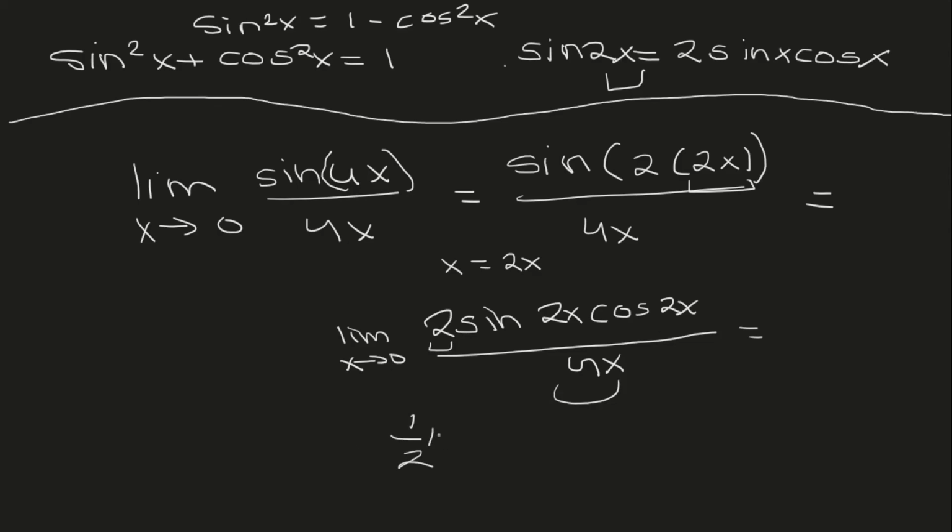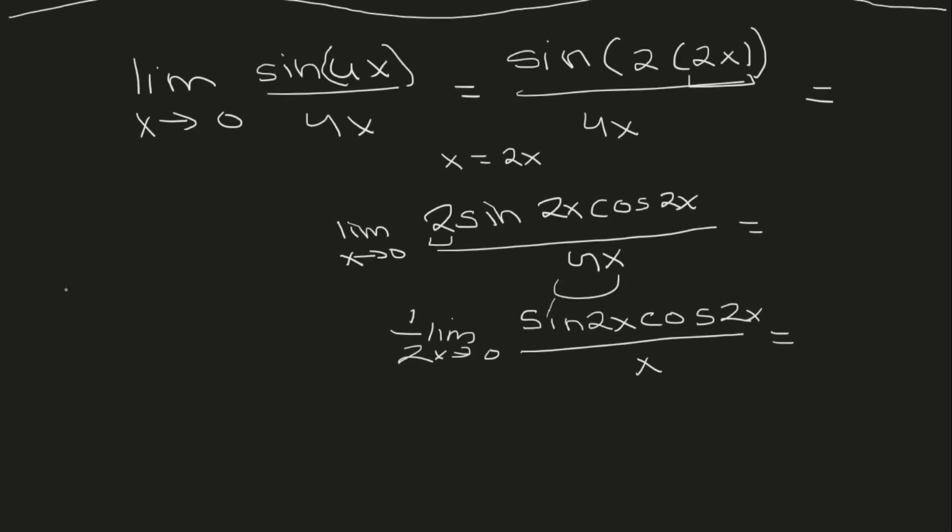So 1/2 times the limit as x approaches 0 of the sine of 2x times cosine 2x, again all over 4x, well x now. Now this brings us one step closer. All we need to do is repeat the same process, except this time it's much simpler because we have sine of 2x right in front of us. So let me move up again.